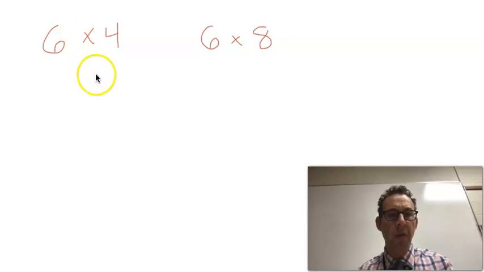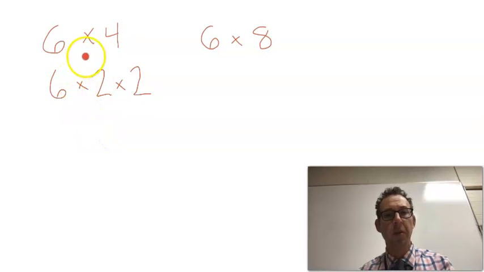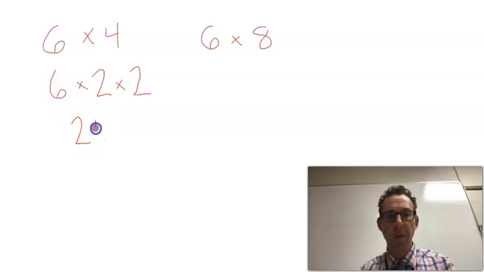Well, times 4 can be written as 2 times 2, because 2 times 2 is 4, and 6 times 2 times 2 represents the same thing. Double 6 is 12, double 12 is 24.